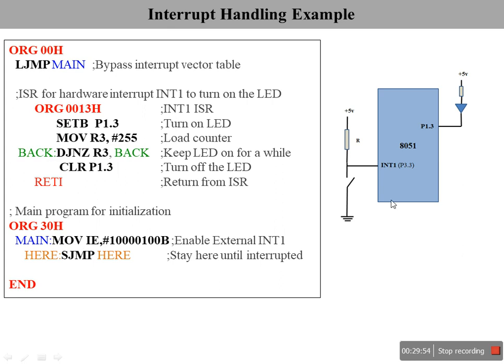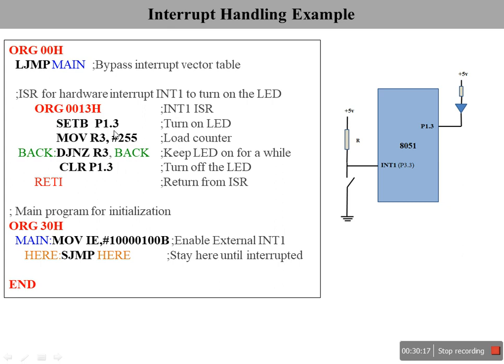When you press the switch, a low level is detected on this pin. When a low level is detected, immediately the control goes to 0013. This is the ISR, so you can start writing the ISR from here: ORG 0013.